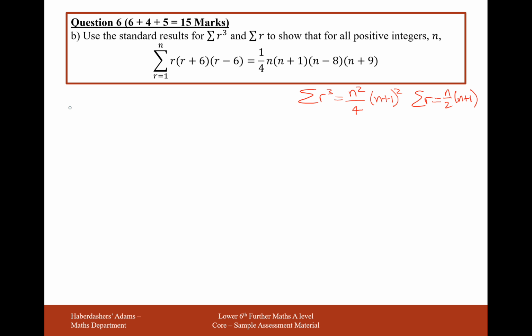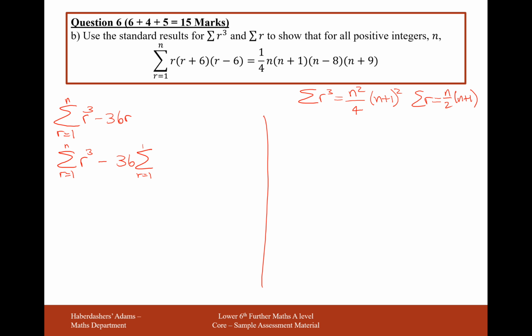Okay, so what we want to show then is that this theorem here, which is the sum from 1 up to n of this bit of algebra here, is equal to this. What I'll first do is expand this algebra inside here. So we get an r cubed minus 6r squared plus 6r squared, which cancel out. So it's just minus 36r. Okay, so what we have next is to split this up. So this is going to be the sum of r cubed take away 36 lots of the sum of r.